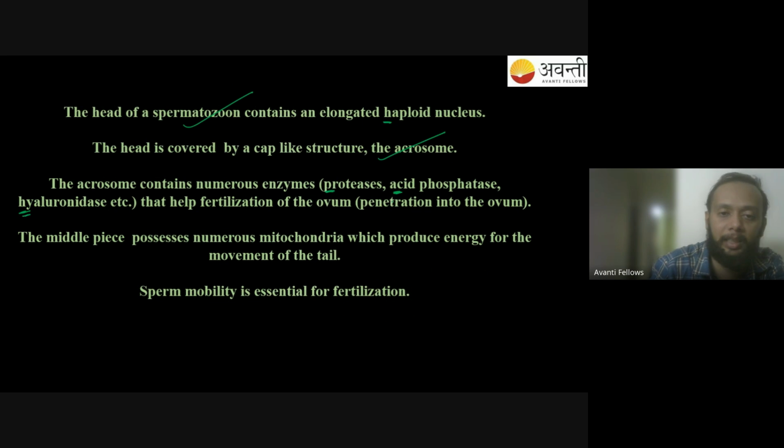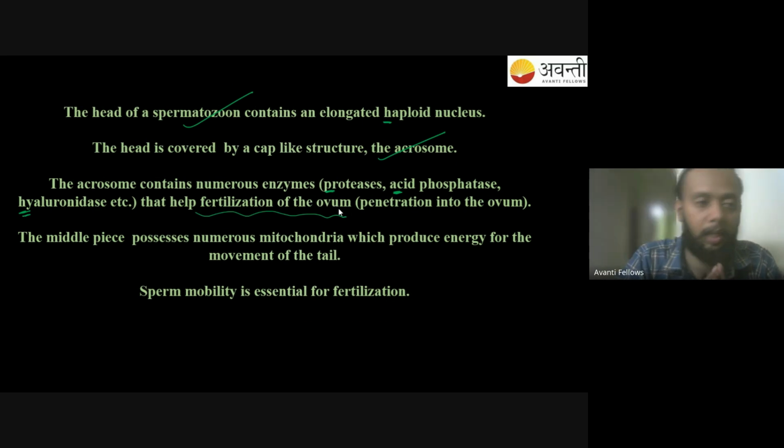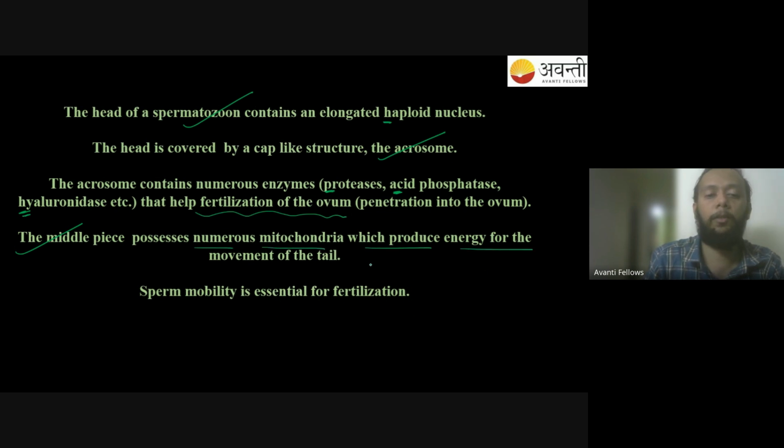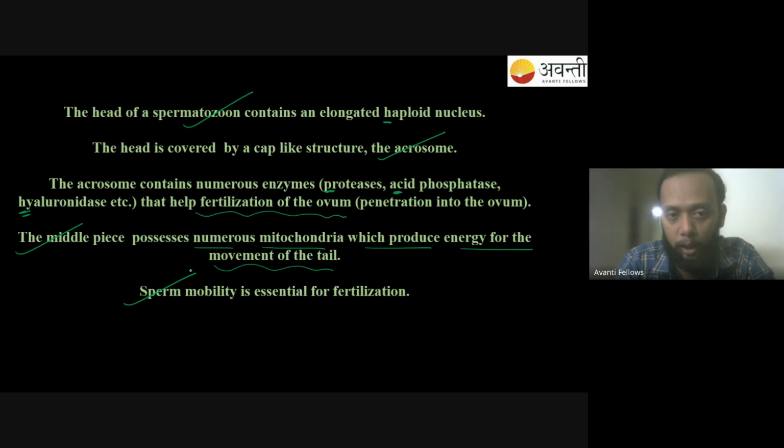Remember the names of the enzymes; at least these three names you have to remember. They help in the fertilization of the ovum, so basically they help in the penetration of the ovum, right? Then the middle piece possesses numerous mitochondria, which produce energy for the movement of the tail. Sperm motility is essential for fertilization. You need to have motility, and only then can fertilization take place.